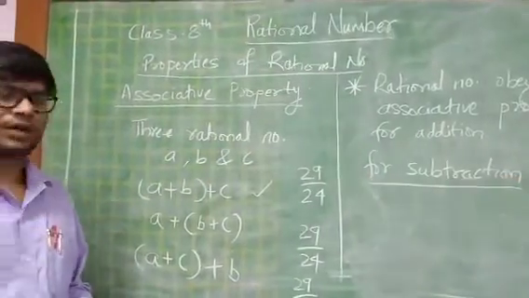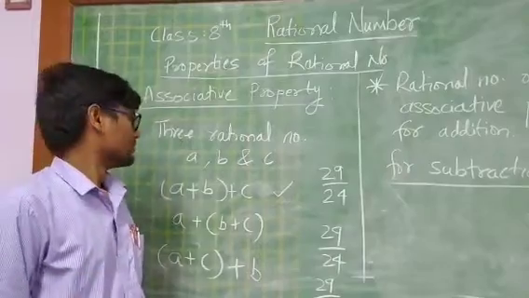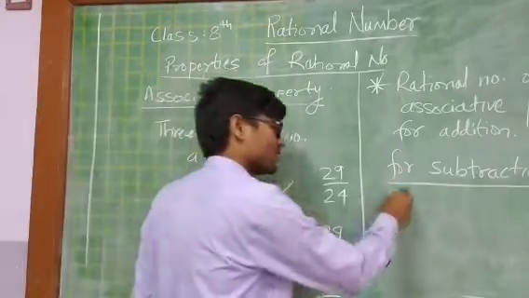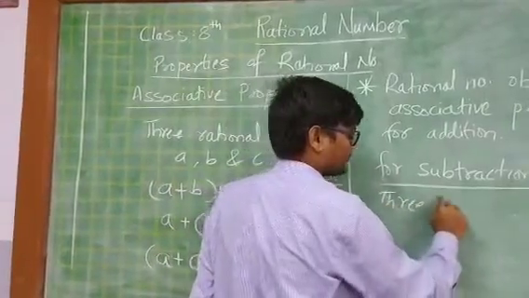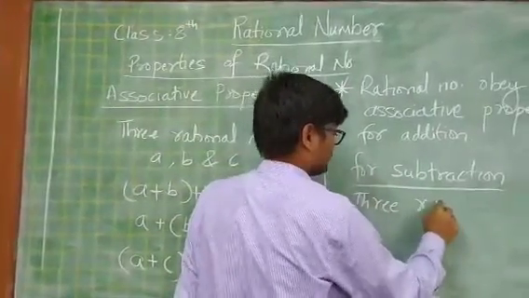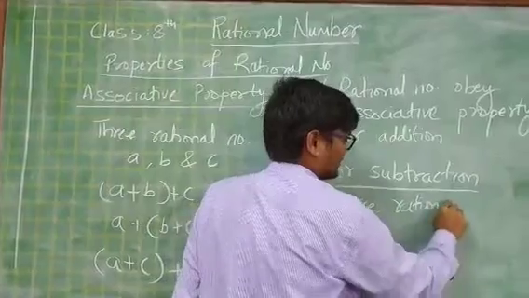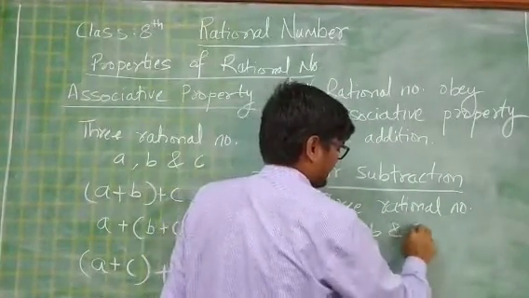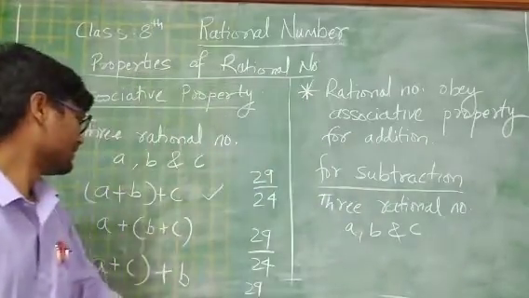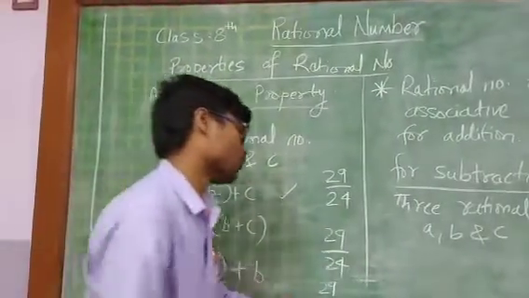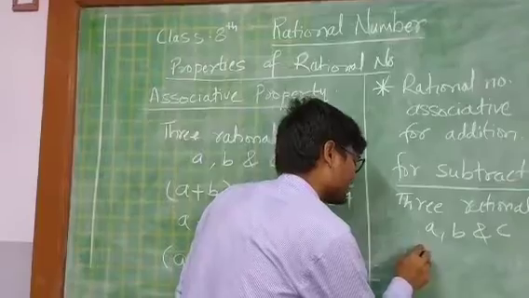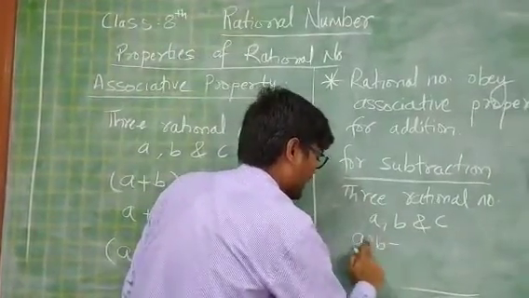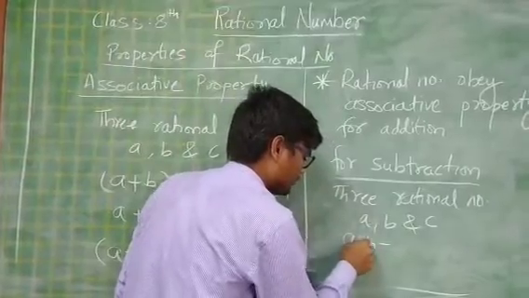Again, we are going to take 3 rational numbers A, B and C, and we are going to verify the following 3 expressions. We will check whether the following 3 expressions have the same value.